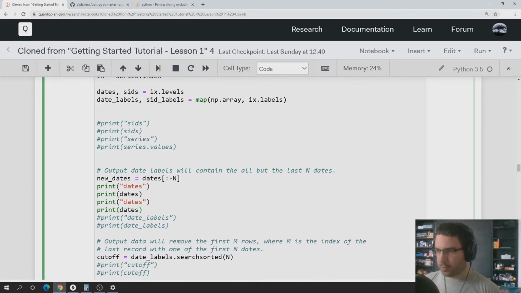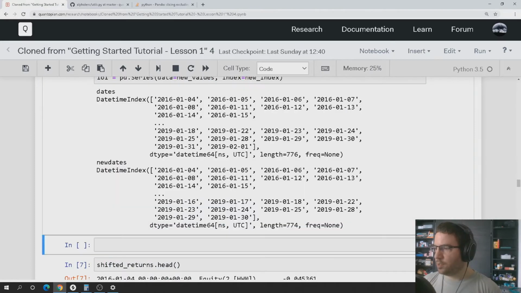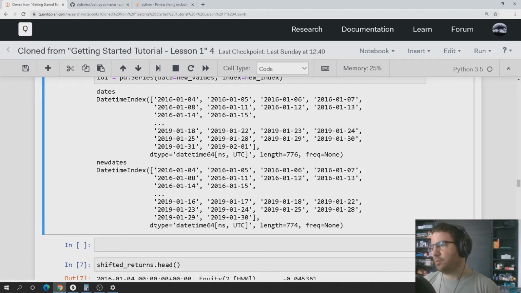Let's compare dates to new dates. Oh no, this is going to be in the wrong format. The proper way to write a date is day, month, year. The old dates went up to the 1st of February, and now they only go up to the 30th, so we have actually lost 2 days here.